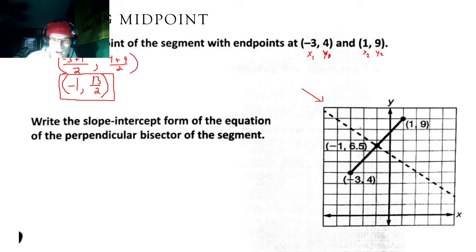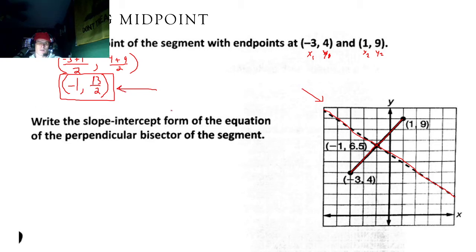Now this one is where it gets a little dicey. You write the slope-intercept form of the equation of a perpendicular bisector of the segment here. So this is a picture of the segment that we were just working with, okay? We're writing the slope-intercept form of the perpendicular bisector, which means it intersects at a perpendicular line where the midpoint's at, okay? We have our midpoint, right?